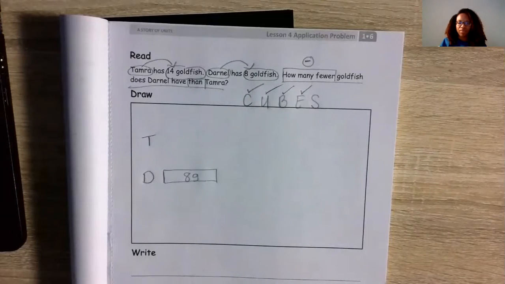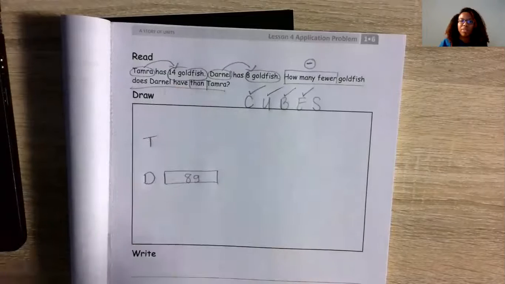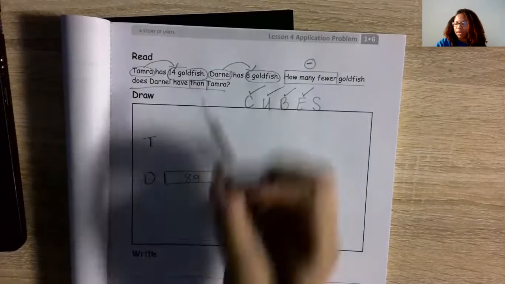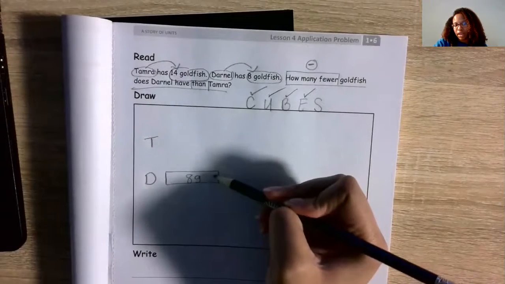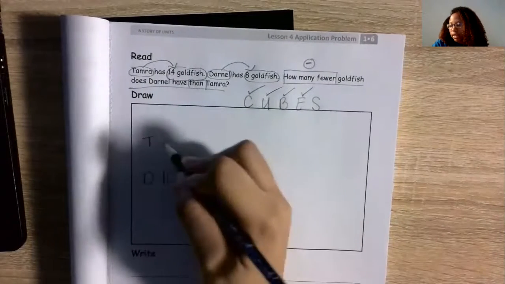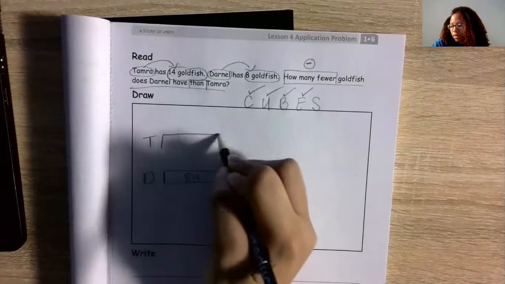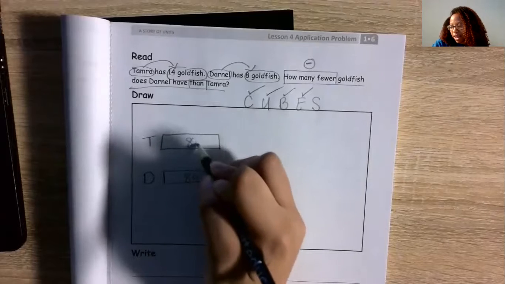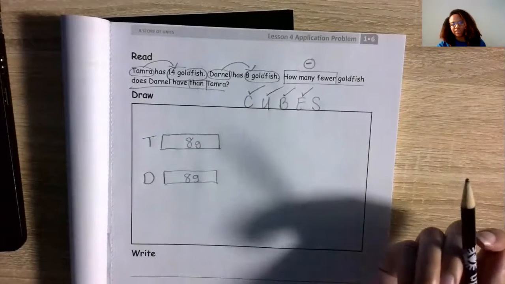Tamara. Now, one thing I do know is I know she has 14 goldfish because it tells me right here in my problem. But I also want to compare the difference or how many fewer Darnell has than Tamara. So if I look at 14, I know that one is larger than 8. So one thing I know for sure is that Tamara has 8 goldfish. So go ahead and draw a box that's about the same size as Darnell's.